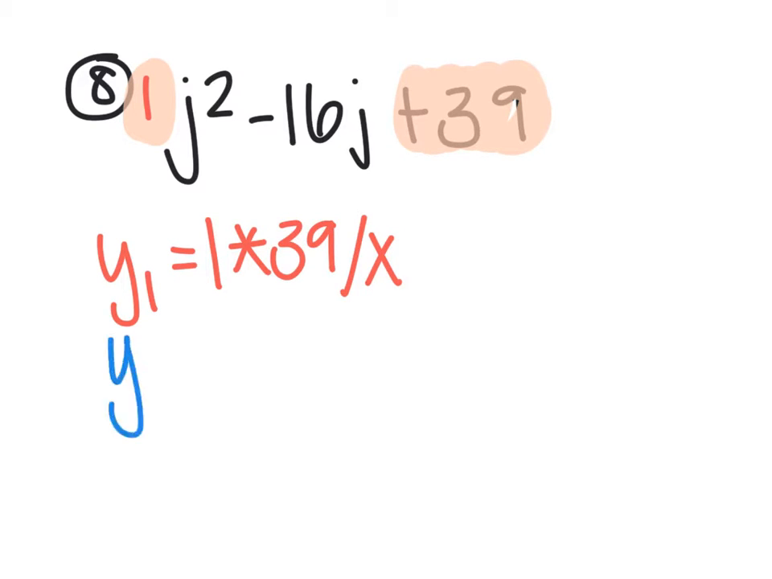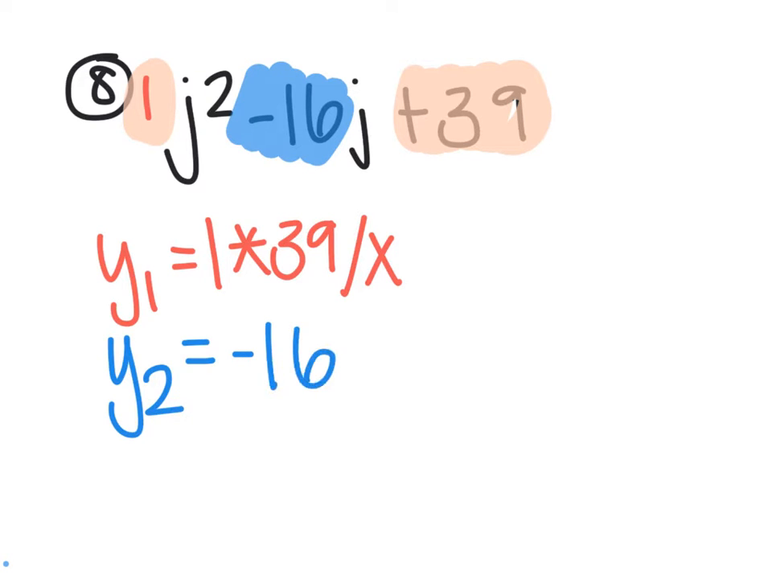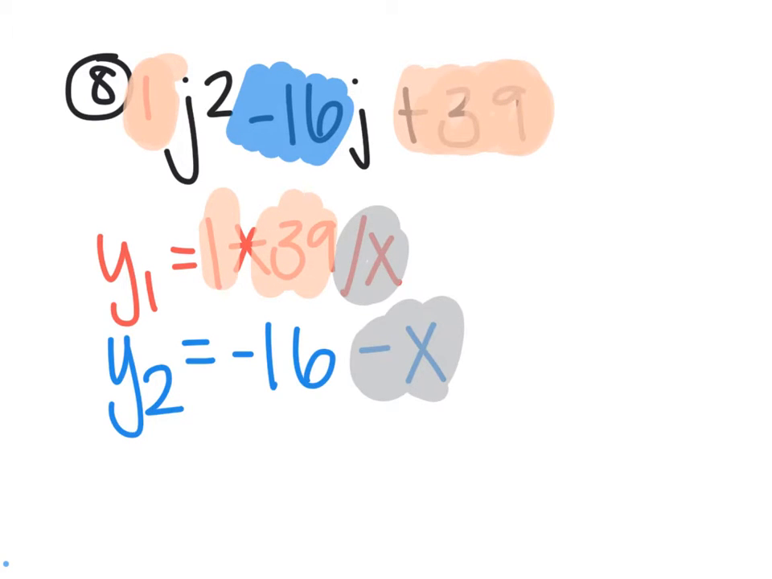But then we're going to add in a second level, and we're going to do y2, and we want to type in whatever b is, which in this case is negative 16. So we're going to do negative 16 minus x. And every time, without fail, it will always be y1 divided by x and y2 minus x. So the only thing that changes every time is these other numbers. So it'll be a 1 and a 39 because that's what a and c were, and it'll be negative 16 in this case because that's what b was.